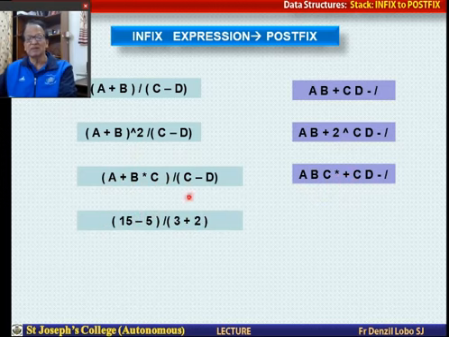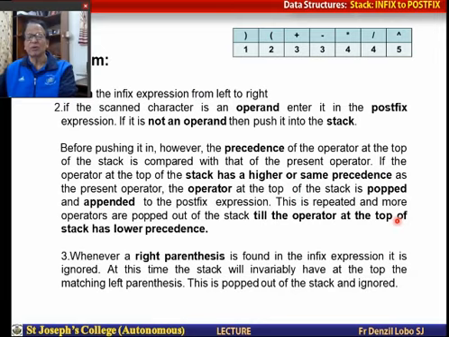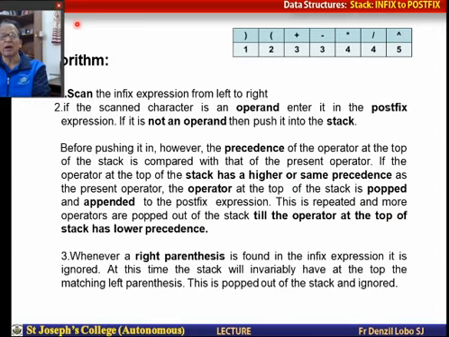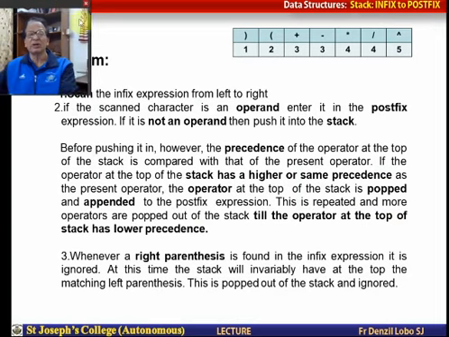Now instead of a b c, I have got real numbers: 15 minus 5 divided by 3 plus 2. What does it become? So it's 15 5 minus 3 2 plus divided by. So with that we come to the algorithm, how to convert infix notation into postfix notation.